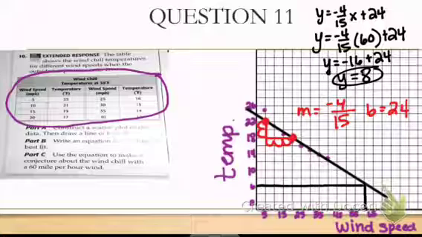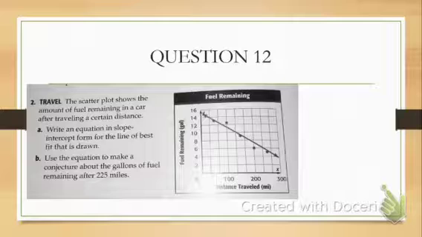And that does appear to meet around 6, 7, or 8 degrees. So our answer is reasonable. For our next problem, we're given a scatter plot and we're asked to write the equation in slope-intercept form.